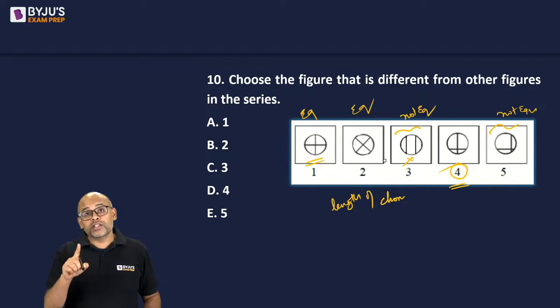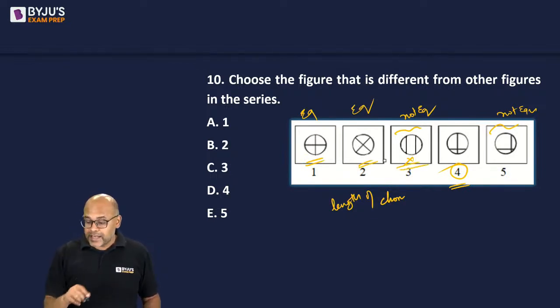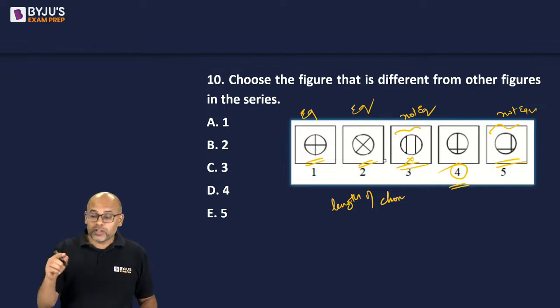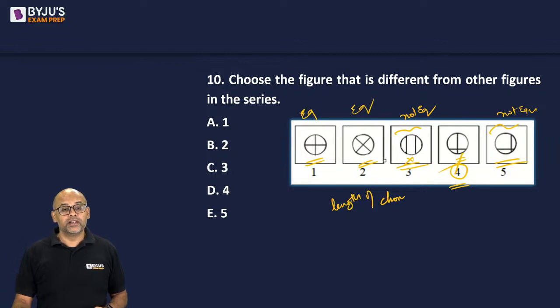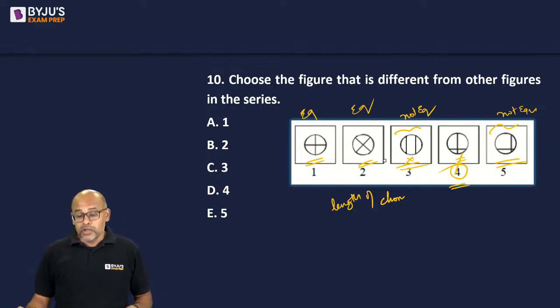Here both chords are same. Here both chords are same. Here also the length is same. Here also the length of the chords are same. However, here the length of the chords are unequal. So that can also be a logic. According to that, the answer is 4. According to what you said, the answer is 3.